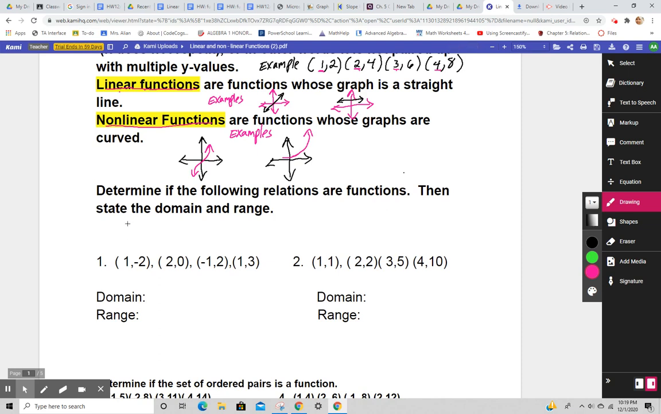relations. Okay, so let's look at this ordered pair and see if it is a function. So just look at the x values. Okay, if the x repeats, then it is not a function. Do you see that the x here repeats itself? X is paired with -2, and the same x is paired with 3. So this is not a function, not a function.